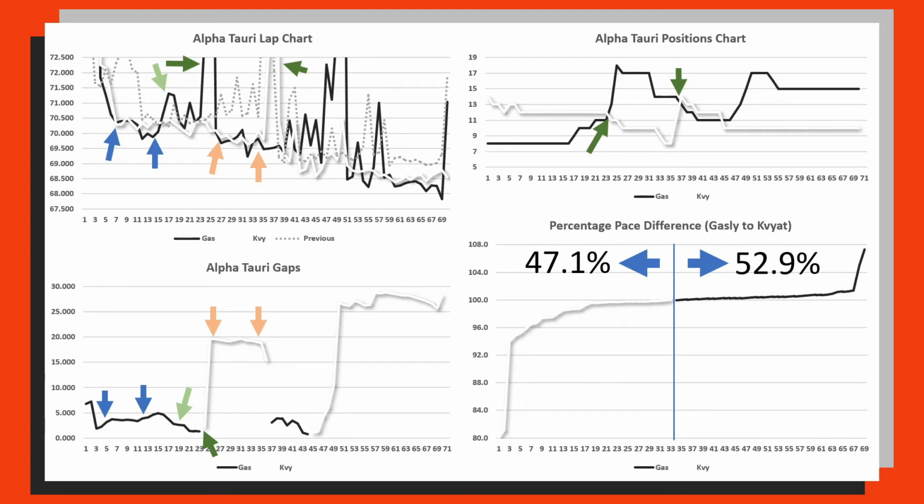And then very clearly after Kvyat's pit stop here between the two yellow arrows, he does take advantage of the fresher tyres, unlike Pierre Gasly. So after Gasly takes the lead in the AlphaTauri battle, after Kvyat's pit stop, Kvyat clearly closes that gap down, which is something that Gasly didn't do or wasn't able to do.